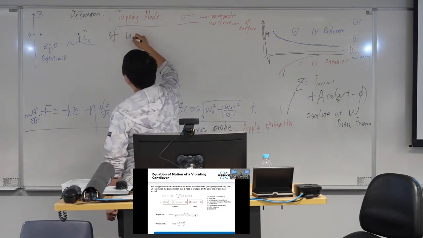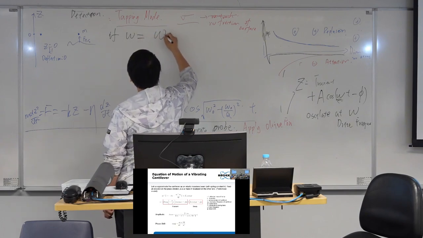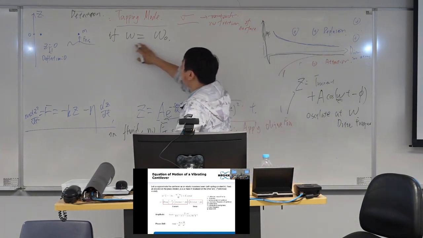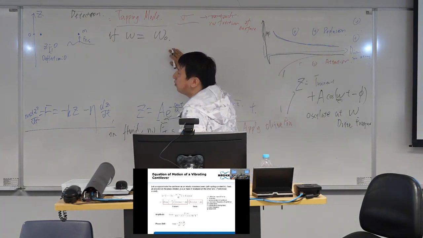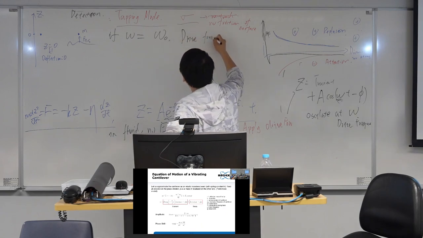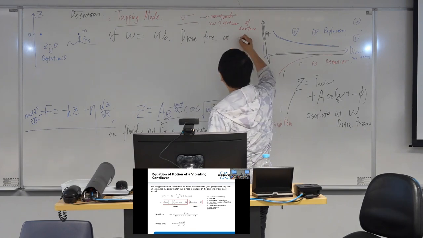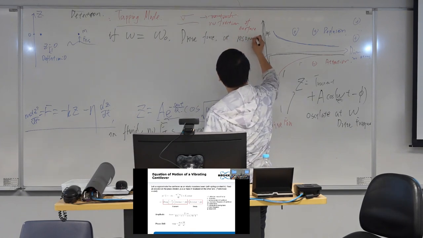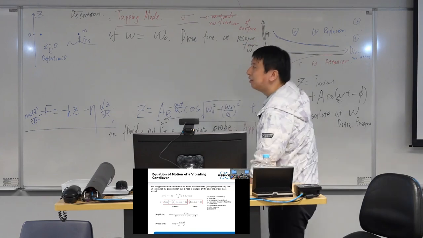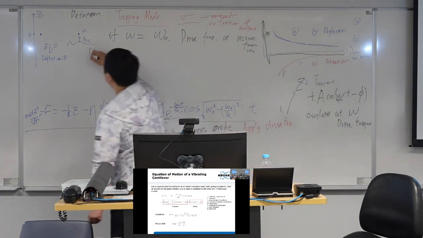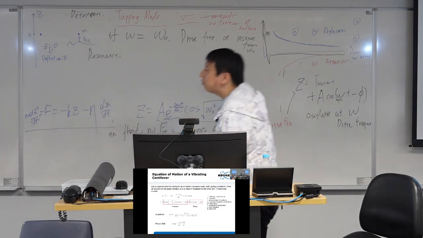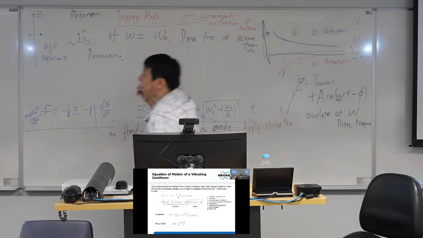If our omega equals omega 0, what will happen? If omega equals omega 0, it means the drive force's frequency is at the resonant frequency, omega 0. Of course, it will lead to the so-called resonance. Okay, what's the resonance? Let's take it here.